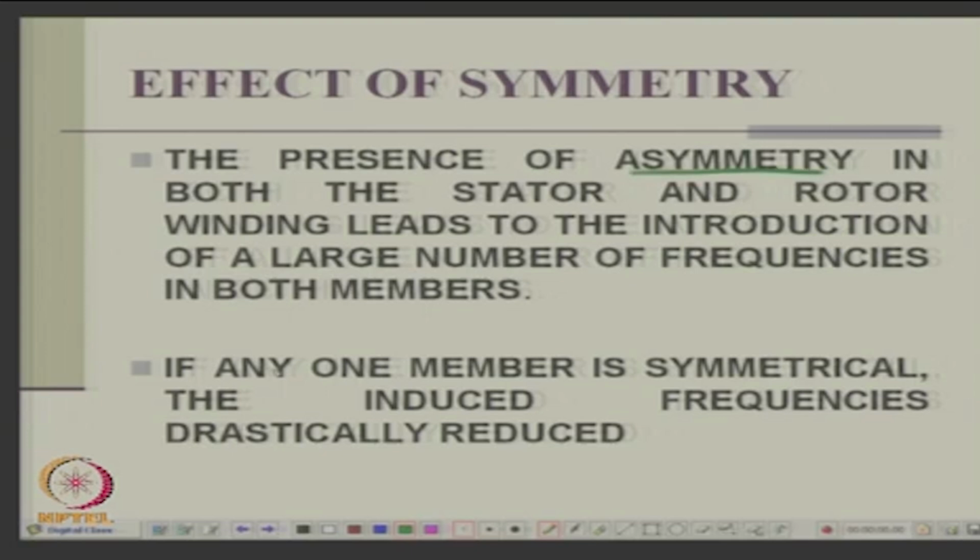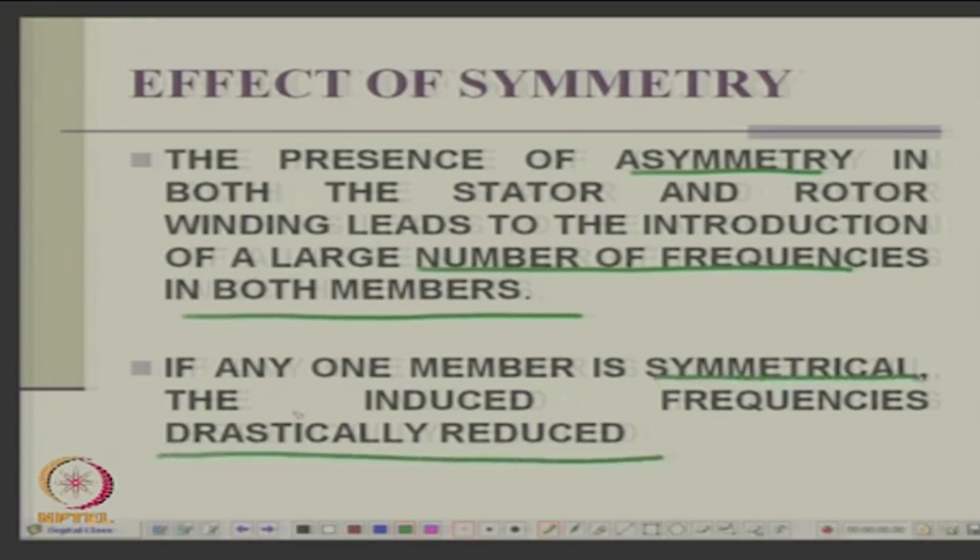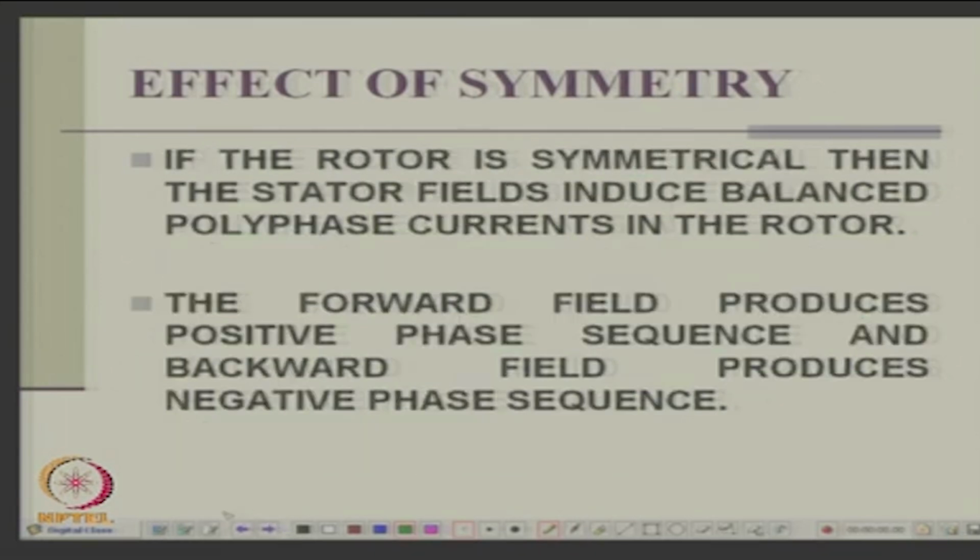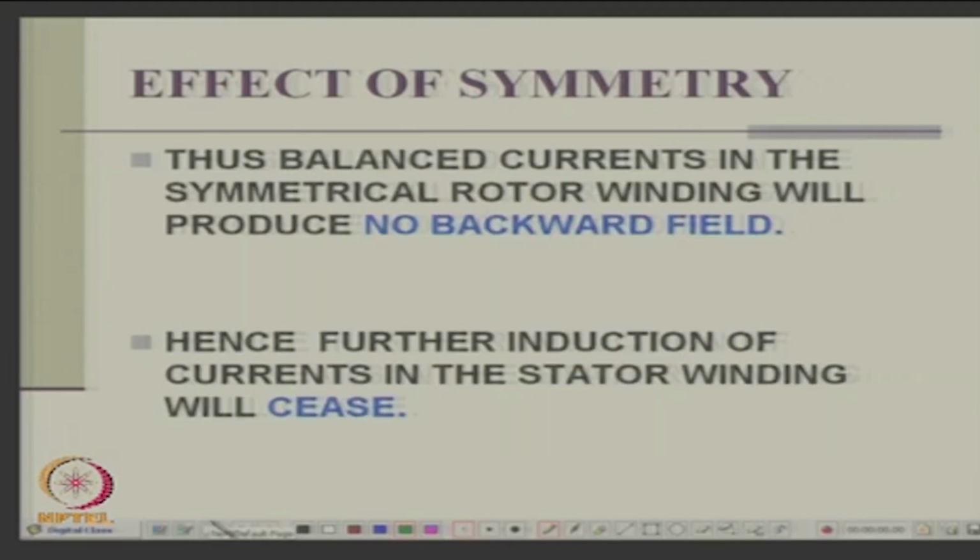Now, the asymmetry in stator and rotor results in large number of frequencies. Now, if only one member is symmetrical, then number of frequencies gets reduced. This is what we have now thought of. If any one becomes symmetrical, it truncates at that point. Okay. If the rotor is symmetrical, then stator field induced will be balanced polyphase currents in the rotor. The forward field produces positive phase sequence and backward produces negative phase sequence. Okay. Then balanced currents in the rotor will produce no backward field. So, there will be no further reduction in the frequency, that is what we have done.